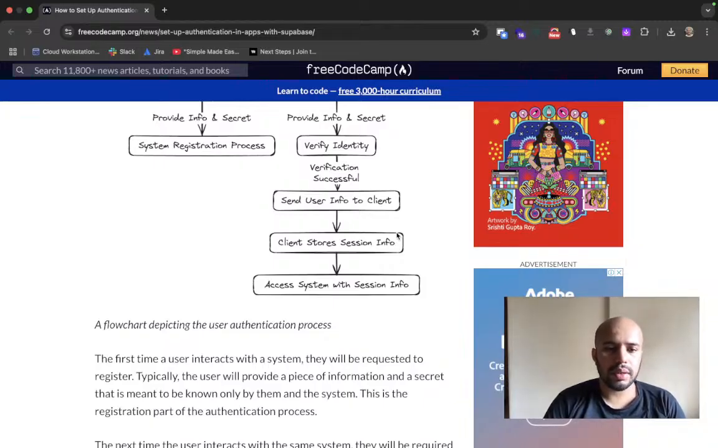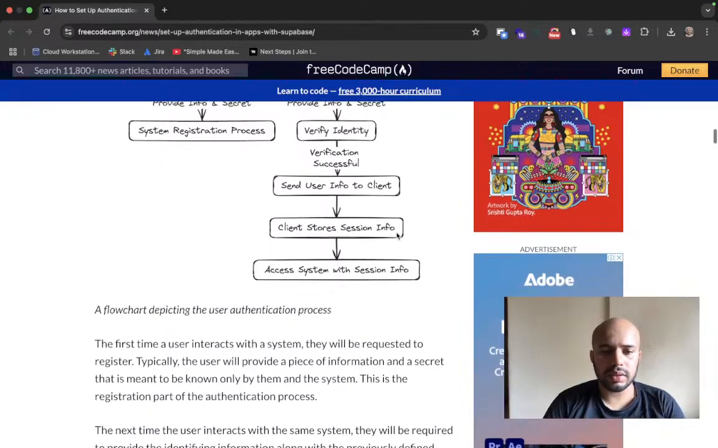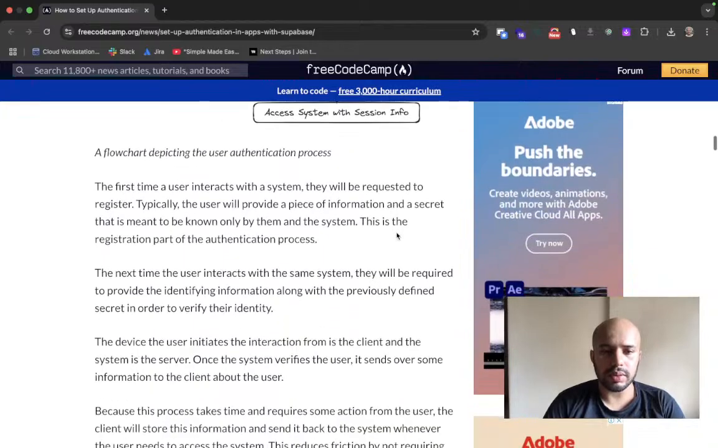The first time a user interacts with the system, they will be requested to register. Typically, the user will provide a piece of information and a secret that is meant to be known only by them and the system. This is the registration part of the authentication process. Next time the user interacts with the same system, they will be required to provide their identifying information along with the previously defined secret in order to verify their identity.